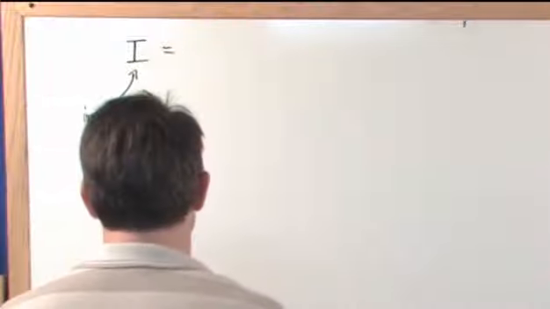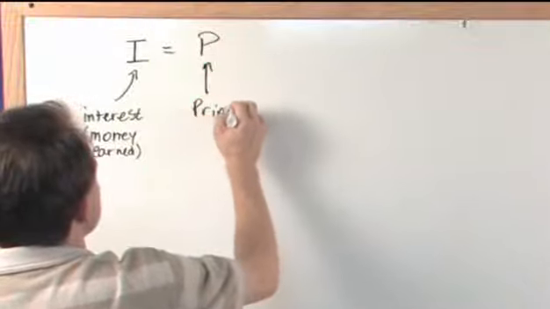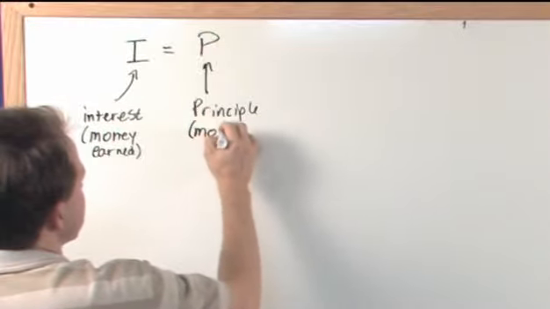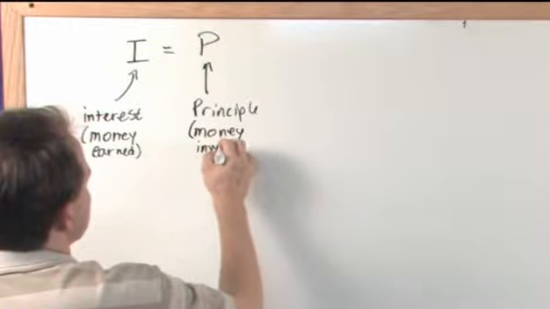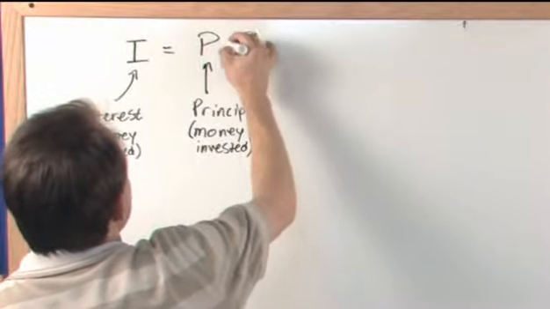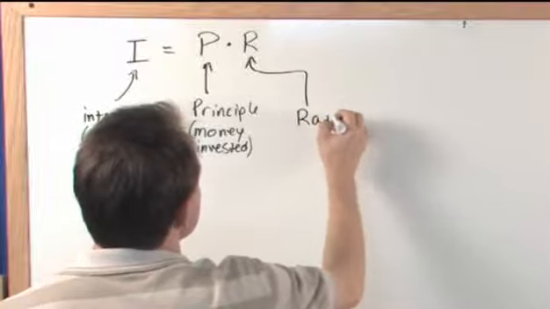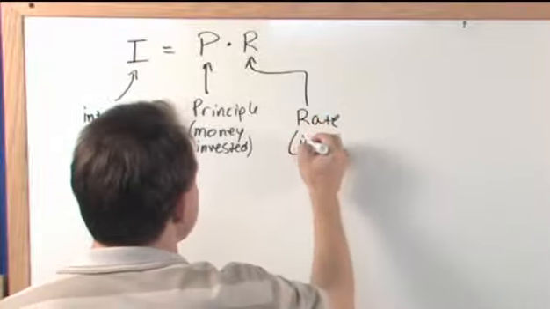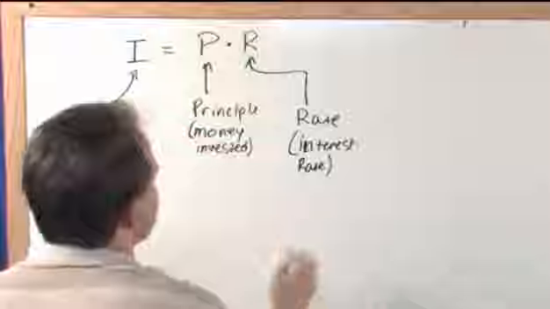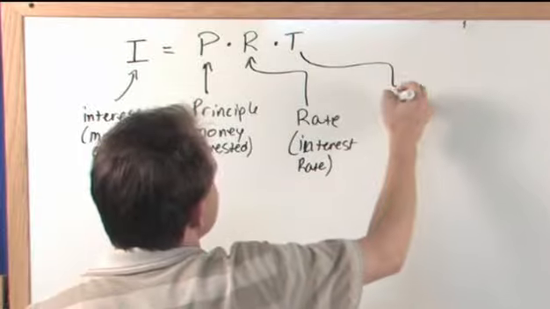The interest is equal to P, which is the principal, which is just simply another word that means money invested. So it's the principal times something called R, which is, you all know that somehow the interest rate has to be involved. And we'll just call it the interest rate. And it also has to do with the time. And we'll talk about this here in just a second, the time.